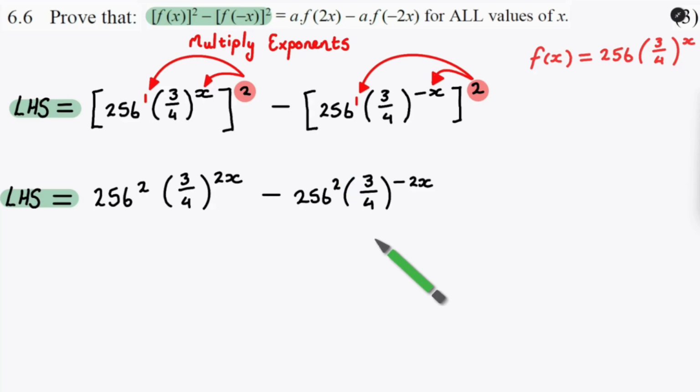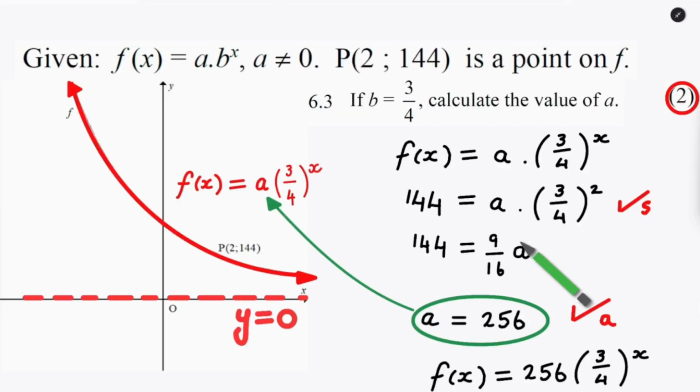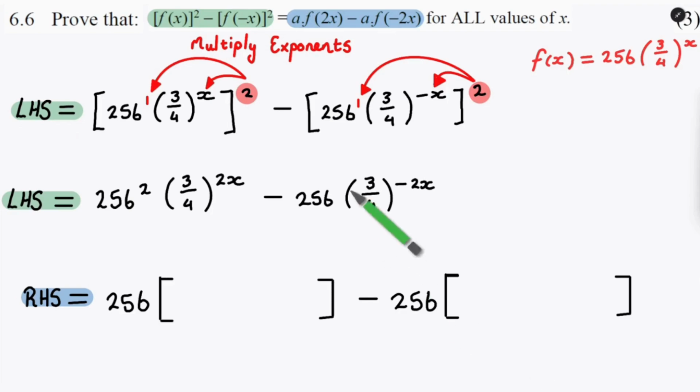So now we're going to direct our attention towards the right hand side. When I start with the right hand side, I want to keep the structure exactly the same. Now you see this a over here. We got a earlier to be 256. If you remember back to question 6.3, you can see here a is 256. And that's why I changed these a's to these 256's.